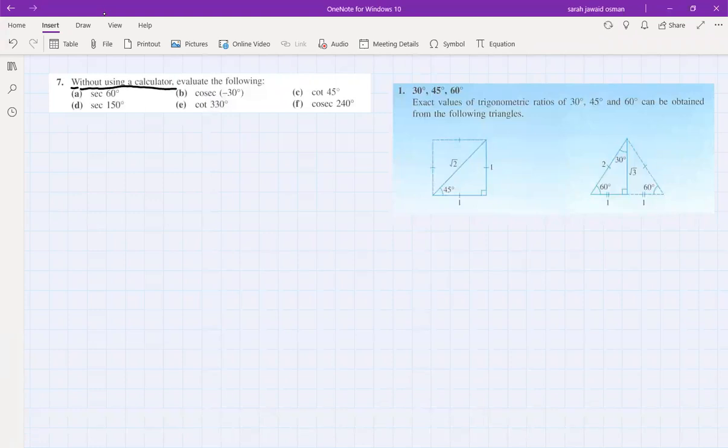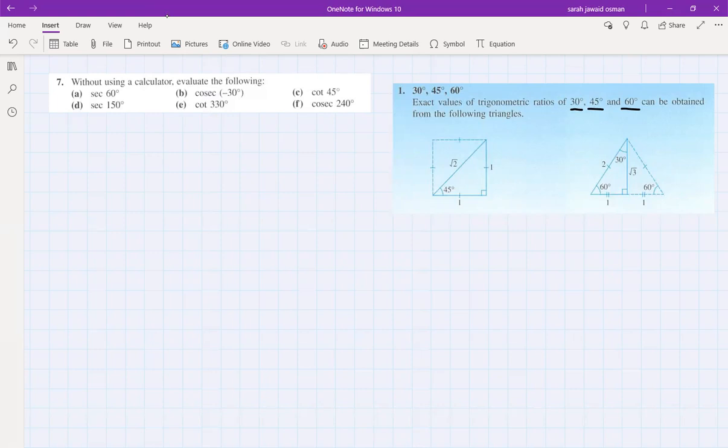Now, whenever we are working without using a calculator, you need to remember the special trigonometric ratios of 30 degrees, 45 degrees, and 60 degrees. This is something we have already covered when we were completing exercise 10.1. So how do we go about finding these values without using a calculator?